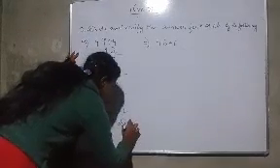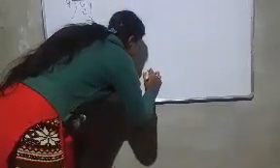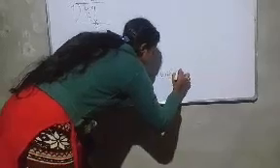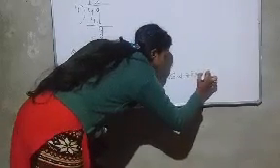Verification: dividend is equal to divisor into quotient plus remainder, right? Divisor into quotient plus remainder. So this is how to verify it. This is the formula. Dividend is equal to divisor into quotient plus remainder. Remember it.